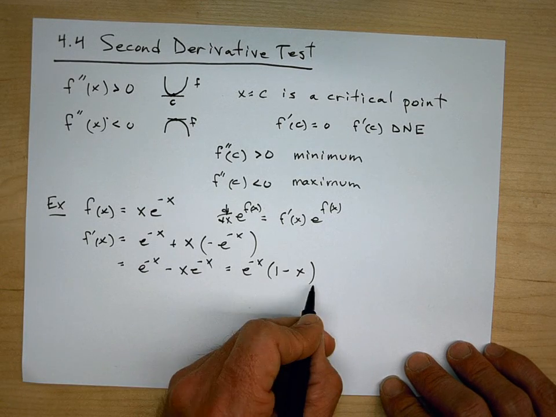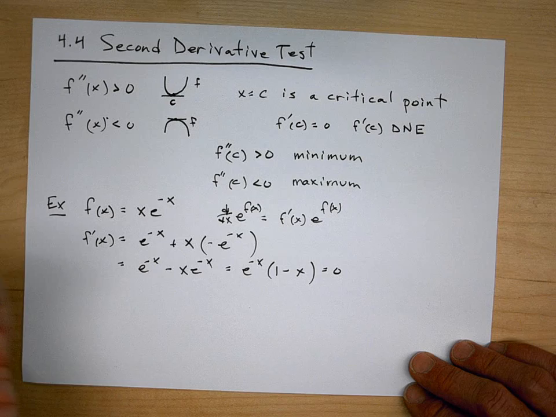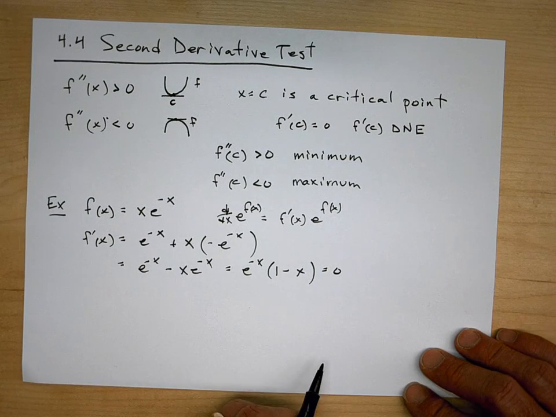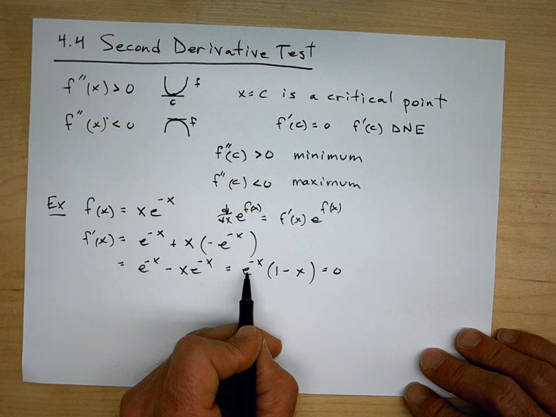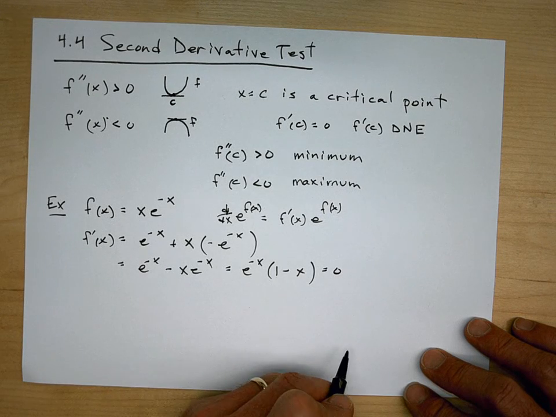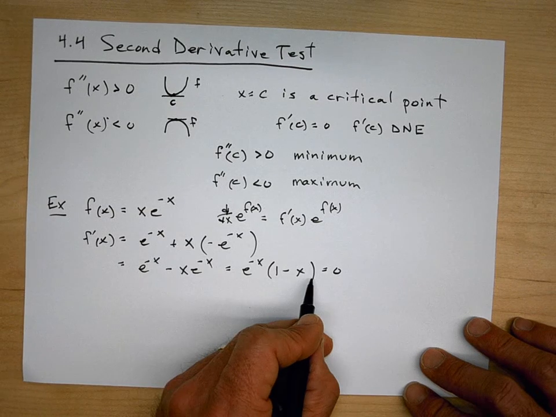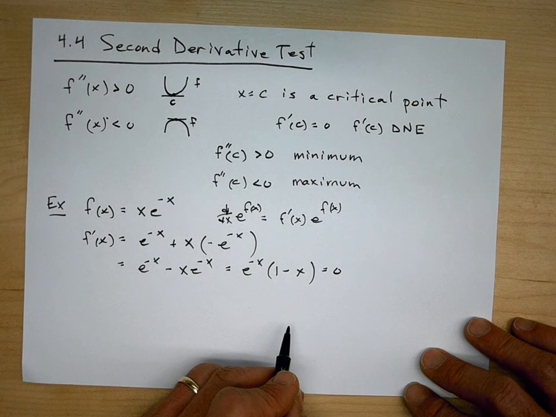And in order to find the critical points, I need to set this equal to 0 and solve. Also we need to look at where it could be undefined. Well, the domain of e to the negative x is all real numbers, and this is just a linear function. We can think of it as negative x plus 1. So there's not going to be any place where the derivative is undefined.